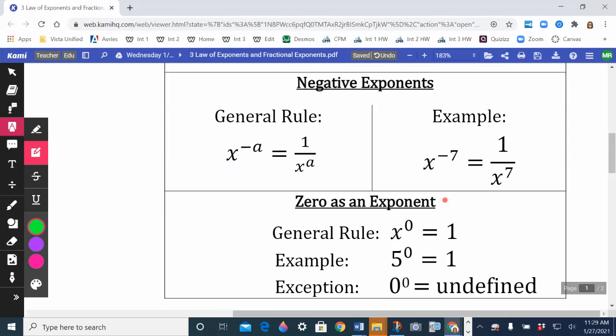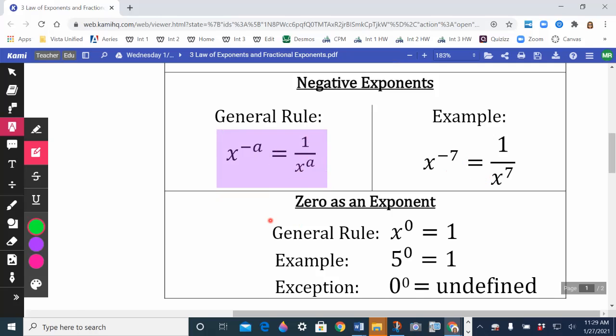When we're dealing with negative exponents, if we have x to the negative a, then it's going to be the reciprocal of x to the a, so 1 over x to the a. So if you have your exponent negative in your numerator, it's going to move to your denominator and the signs get switched. If I happen to have a negative in my denominator, I would move it to the numerator and it would become positive. Over here we have x to the negative 7th, so that's 1 over positive x to the 7th.